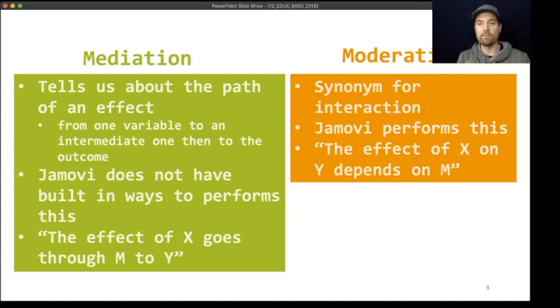On the other hand, you have moderation, and it's a synonym for an interaction. So this is something we've done with both ANOVA and regression, and Jamovi obviously performs it. You've done it before. When we're interpreting it, it's the effect of x on y depends on m. X isn't affecting m, and m doesn't affect x. M just changes how x affects y.